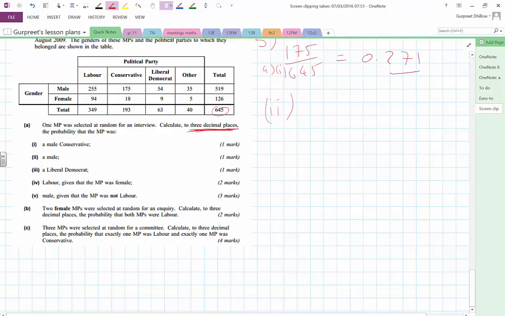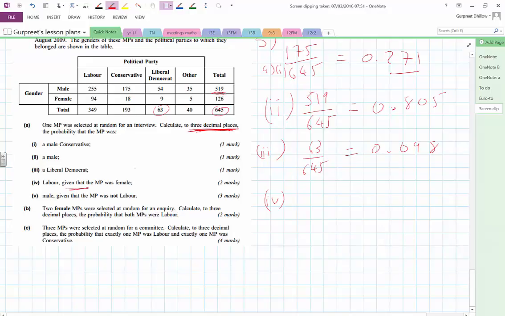Next one, a male. So the total males is 519, so that's 519 out of the total. 0.805. Part 3, a Liberal Democrat, and there's 63 of those out of 645, so that's going to be quite a small number. 0.098.